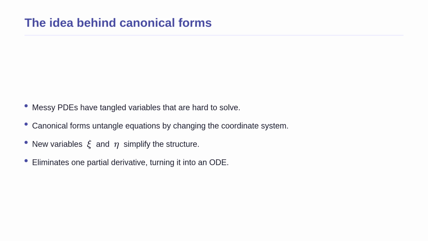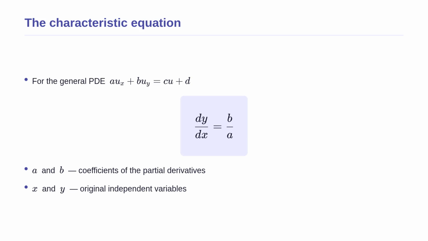In this new system, the equation is stripped down to its most basic structure, usually eliminating one of the partial derivatives entirely. This means the equation will only have a derivative with respect to xi or eta, but never both at the same time. Before we solve anything, let us look at the formula that makes this transformation possible.